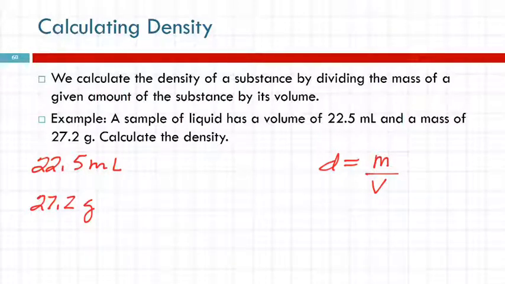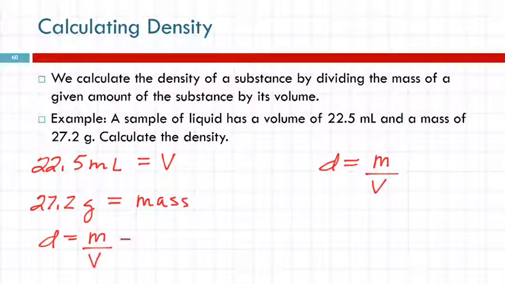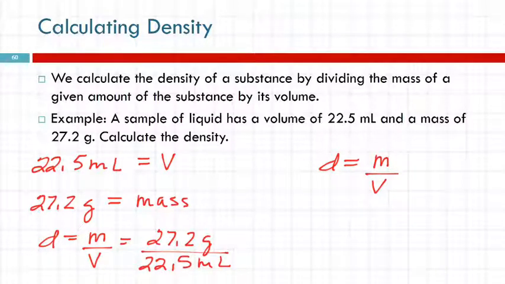Well, 22.5 milliliters. Milliliter, is that a unit of volume or of mass? That's volume. So that's the volume. And gram is a unit of what? Mass. So that's the mass. So to calculate the density then, let me show you this. Density is the mass divided by the volume. So that's the mass, 27.2 grams, divided by the volume, 22.5 milliliters. So 27.2 divided by 22.5.